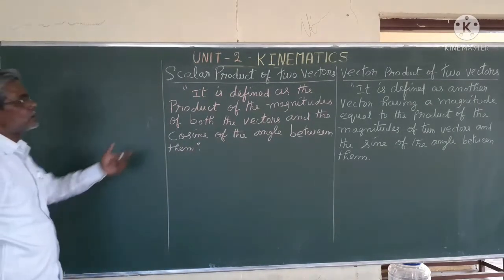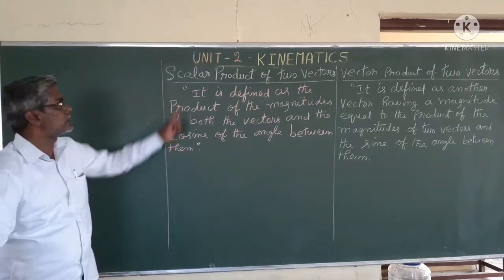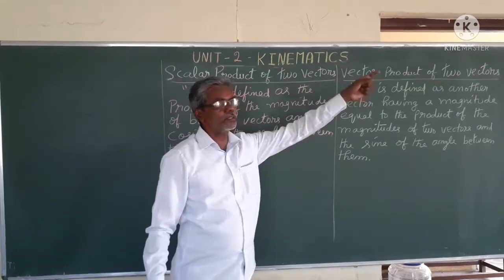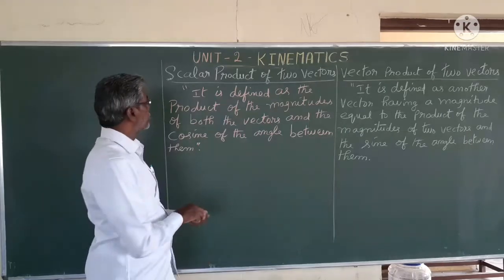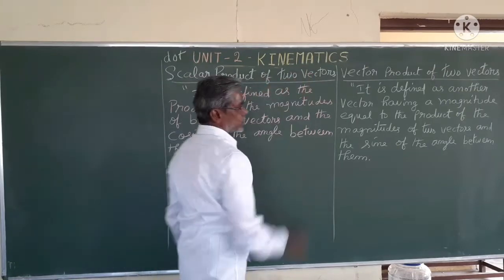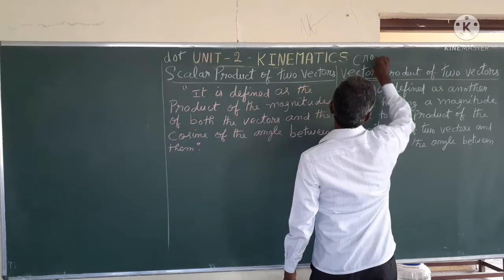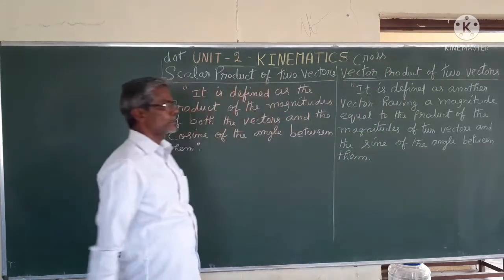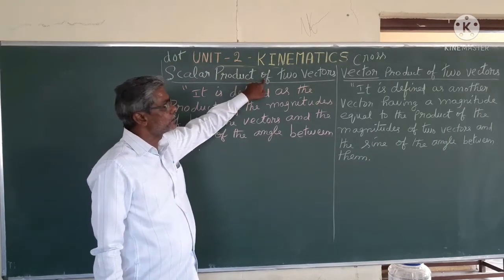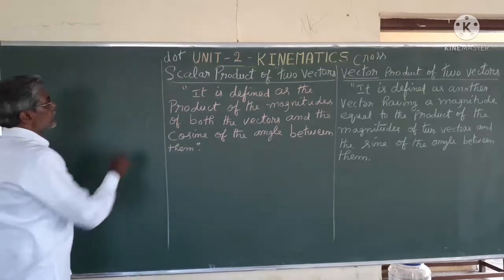Then how to find out the product of two vectors? There are two methods: scalar product of two vectors and vector product of two vectors. The scalar product is also called the dot product of two vectors. Like that, the vector product is also called the cross product of two vectors. We will see when the dot product and when the cross product is used.